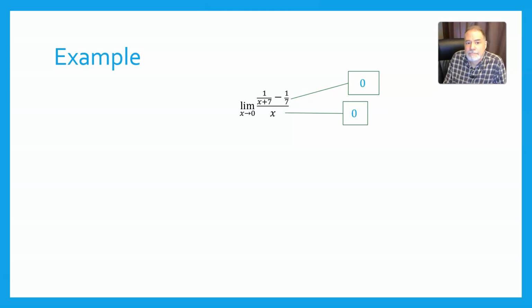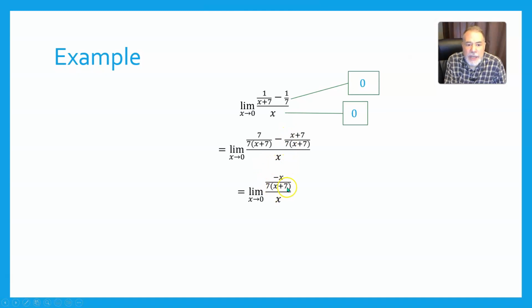different that's equivalent? Well, on top, we're subtracting two fractions. And to actually subtract fractions, you need to get a common denominator. And here we can get that common denominator by multiplying the first fraction by 7 on top and on the bottom, and multiplying the second fraction by x plus 7 on top and on the bottom. So now that they have the same denominator, 7 times x plus 7, we can combine them, and the numerators, 7 minus x plus 7. Well, the 7 minus the 7 is going to cancel out, and we're just going to have a minus x over 7 times x plus 7.